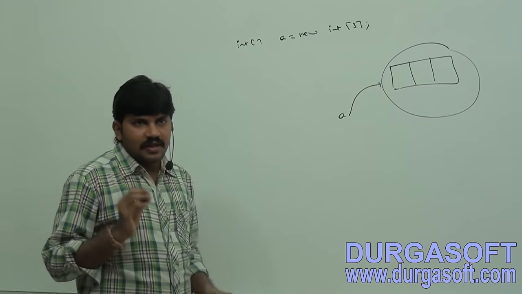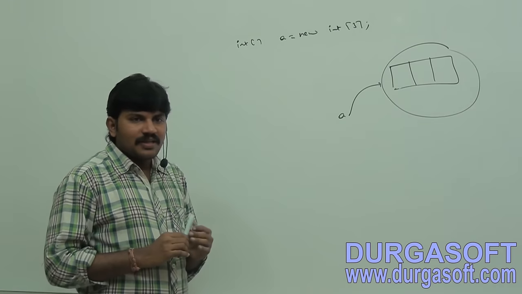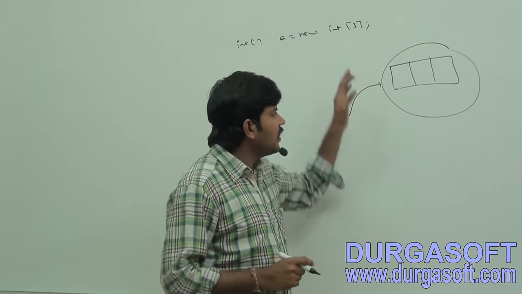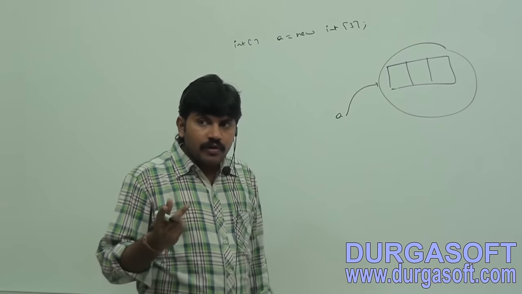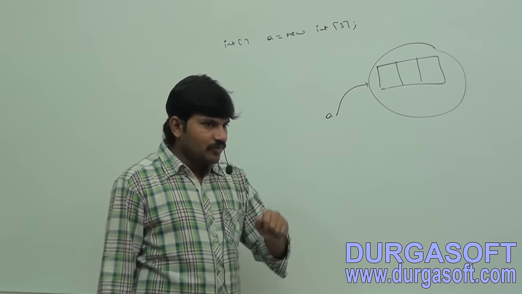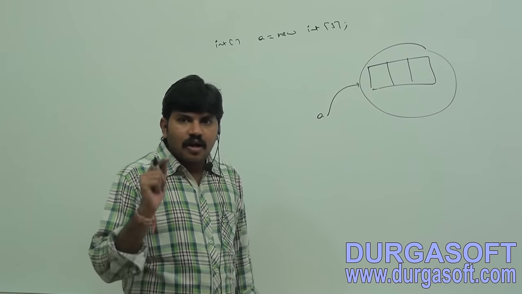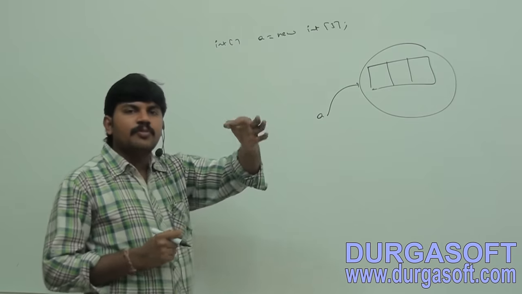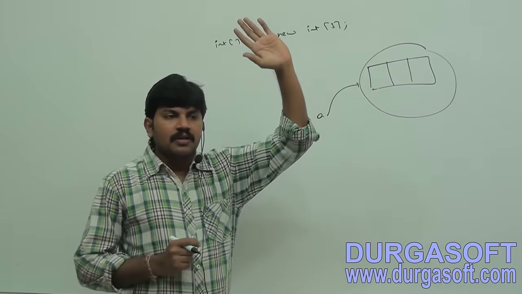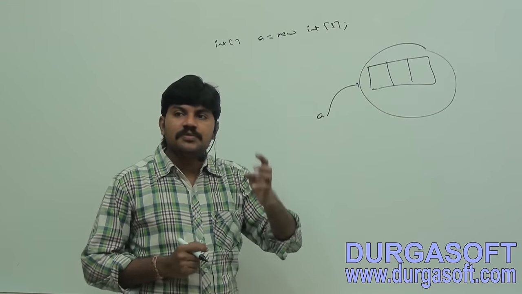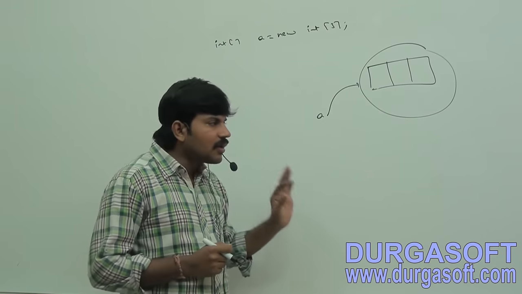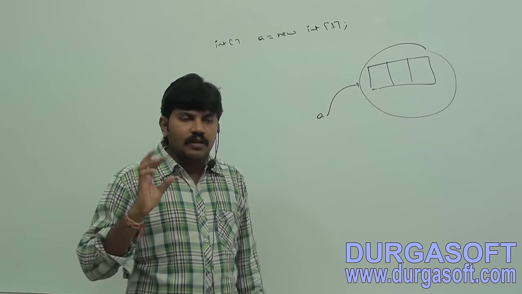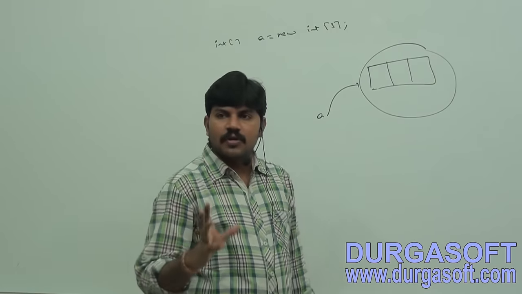Now I have one big doubt. Usually we create objects for classes. Sir, we are creating an array object. So for every array type, a corresponding class should be there. If the class is not there, how can you create an object? For every array type, corresponding classes are available. But these classes are part of the Java language and are not available at the programmer level.